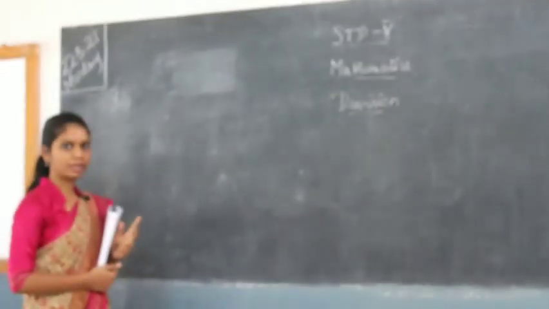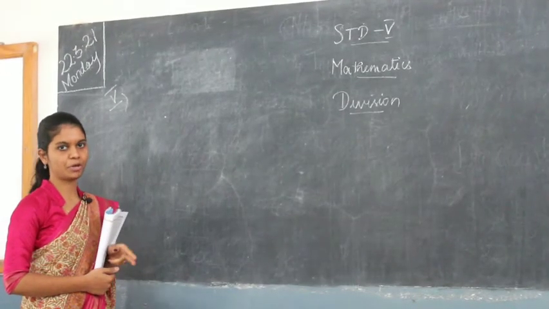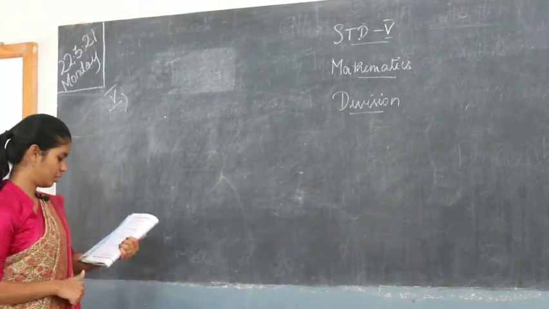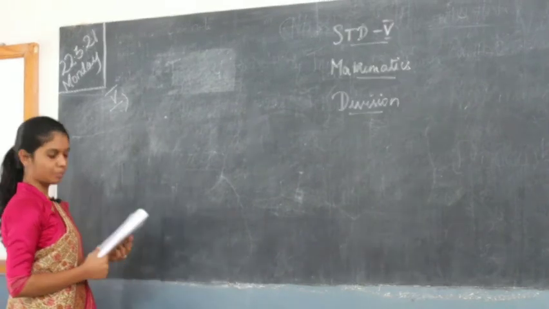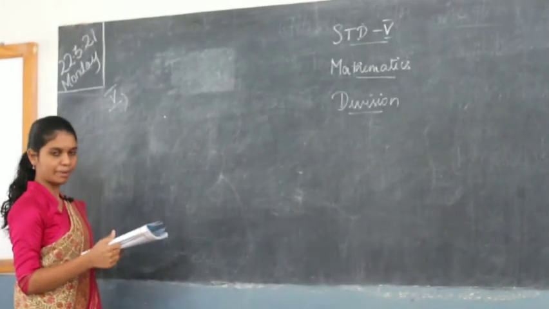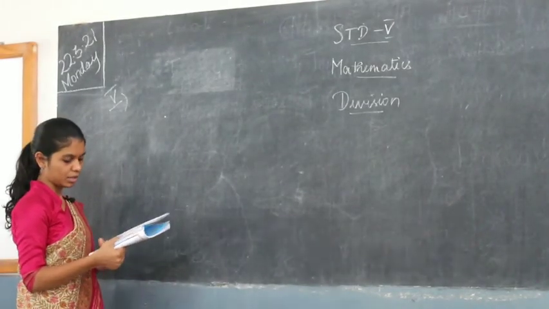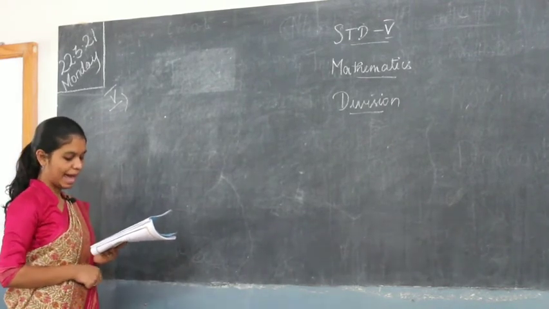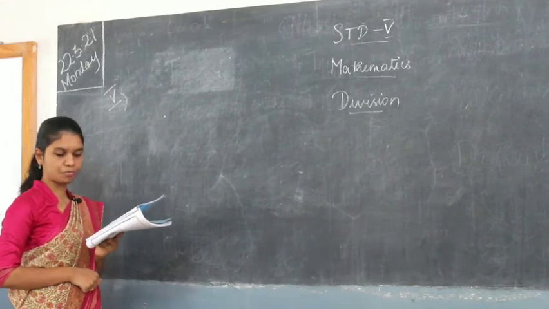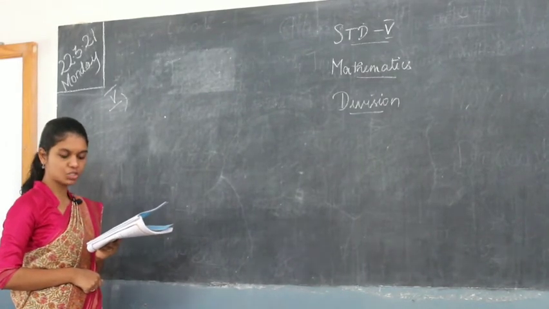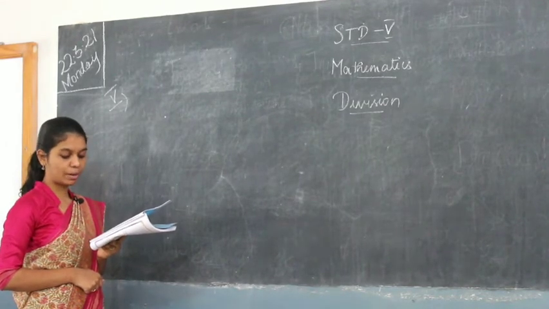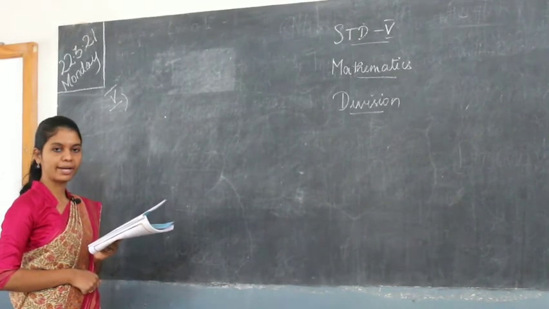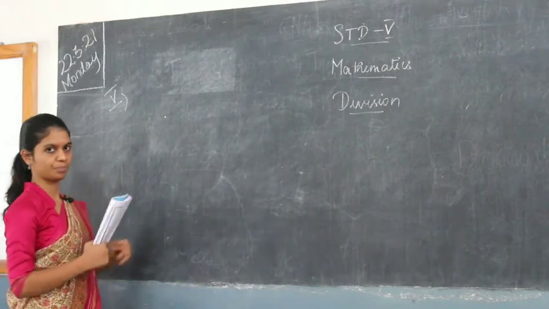The rest of the sums, 2 sums, will be your homework. You have to finish it and send it to me. Now we will start with the word problems. First one, on page number 18, 5th Roman, you will see a word problem. A tailor has 18 meters of cloth. He can stitch 9 shirts from this cloth. Find the length of cloth required to stitch 1 shirt.